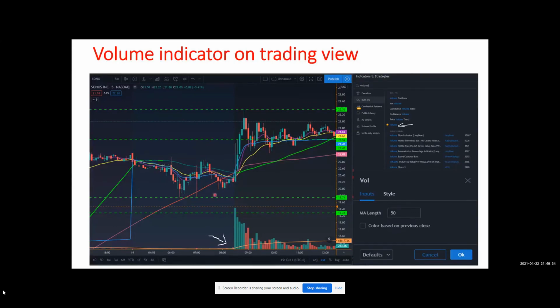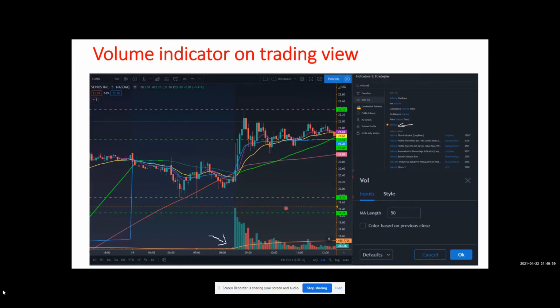So this is a stock chart, Sonos, a stock that I think I signaled in the chat. You can see if you open the indicator menu, there is a button at the top, just click that. That is what you need to do to add an indicator to your TradingView layout. Once you do that, just type in volume, and you'll get an option called volume.